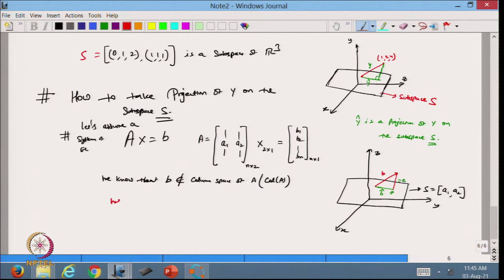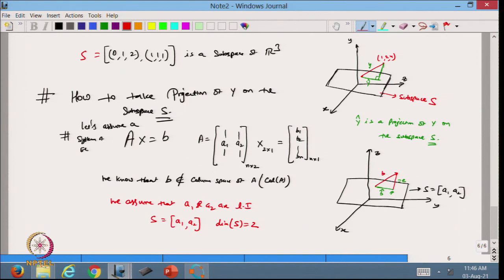Now, we assume that A1 and A2 are linearly independent, because they are always linearly independent. So, the subspace S is spanned by A1, A2, and the dimension of S will be 2 in this case.